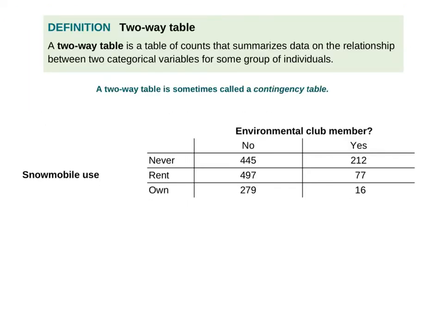So a good way to display all of that data of over 1,500 respondents is in a two-way table. A two-way table is a table of counts that summarizes data on the relationship between two categorical variables of some group of individuals. The group of individuals are those 1,500 plus respondents to the survey, and the two categories are their environmental club membership, whether yes or no they are a club member, and their snowmobile use, with never, they've rented, or they've owned.